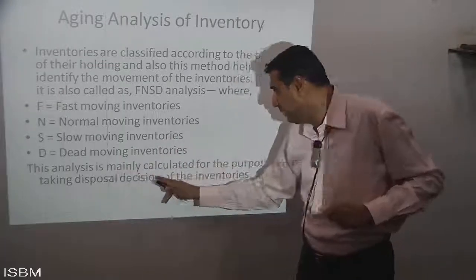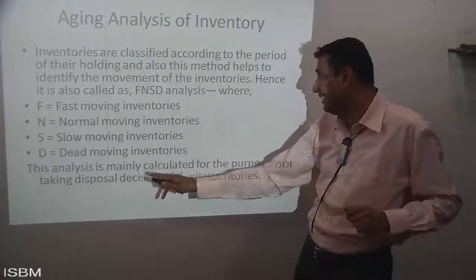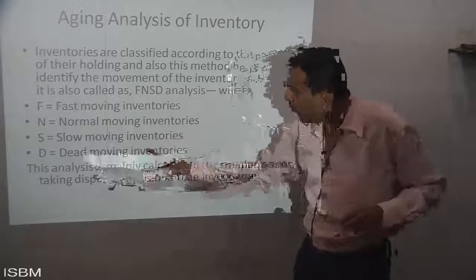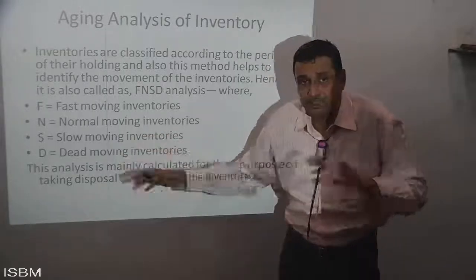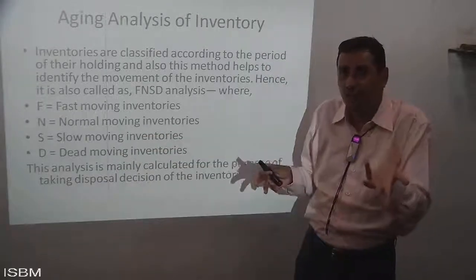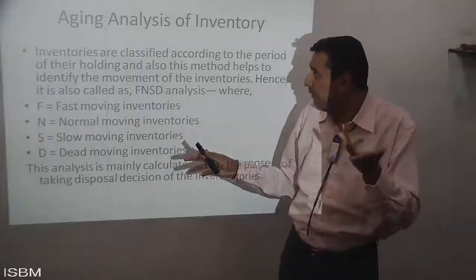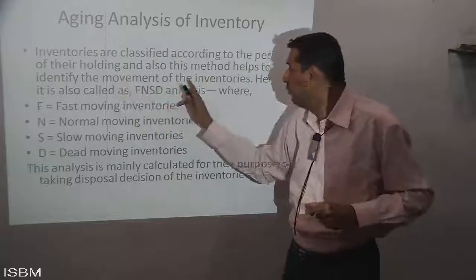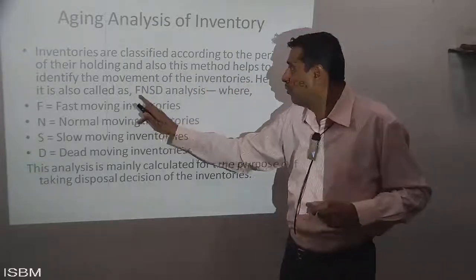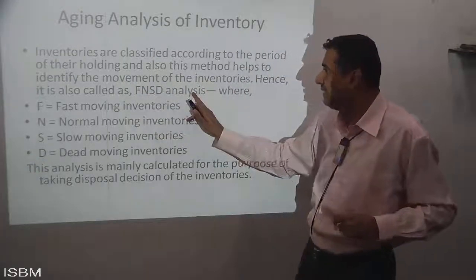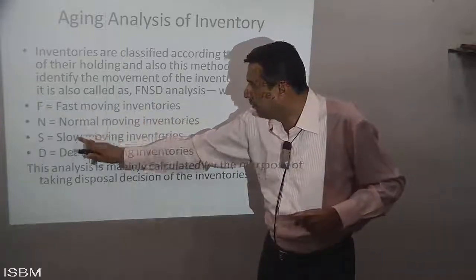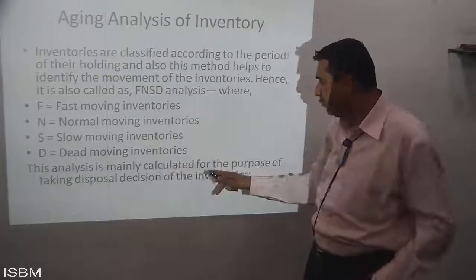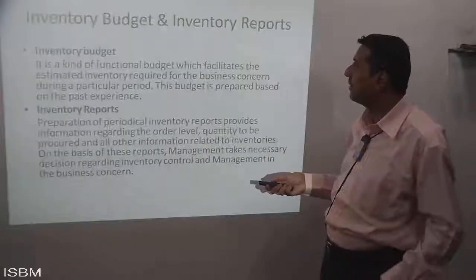So this analysis is mainly done for the purpose of taking disposal decisions on the inventories. They decide how much dead inventory, or how much inventory from this, we can sell. If there is no use to the organization, this material can be sold. So this method helps to identify the movement of inventories. Hence, it is also called FNSD analysis. F fast moving and normal moving, S slow moving, and D dead moving. So it helps us to take disposal action on the inventory.